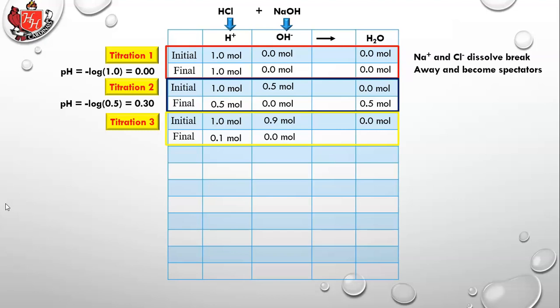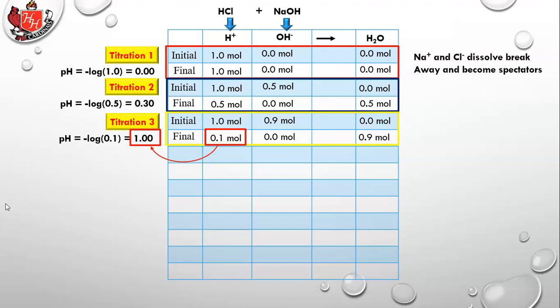So now 0.9 moles of OH reacts with 0.9 moles of hydronium H plus to give you 0.9 moles of excess water, additional water that was added to the solution. Now we can compute the pH using the 0.1 moles of hydronium. We get the negative log of 0.1, which is 1.